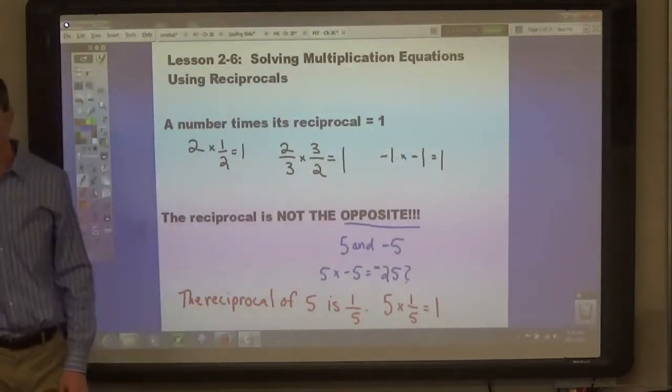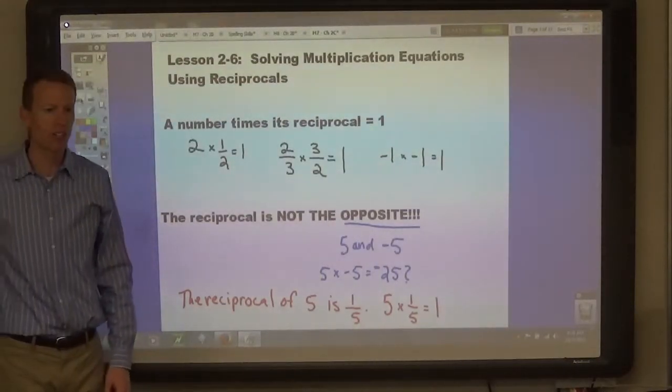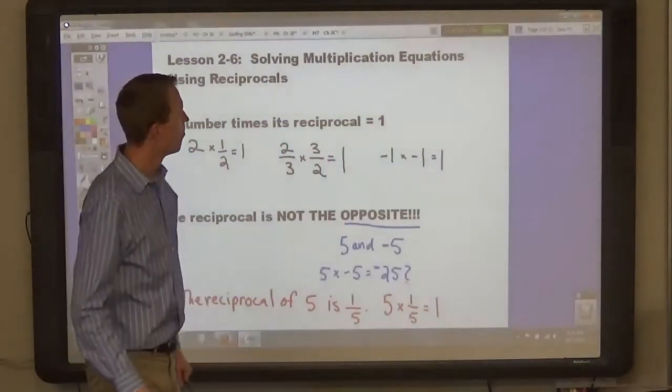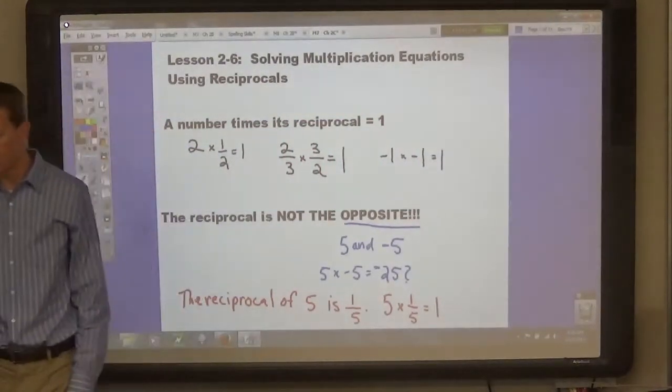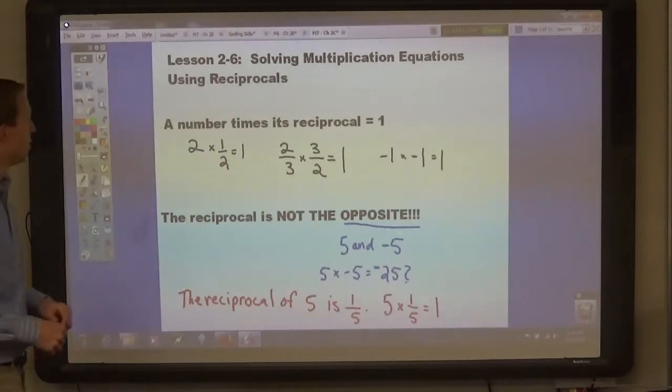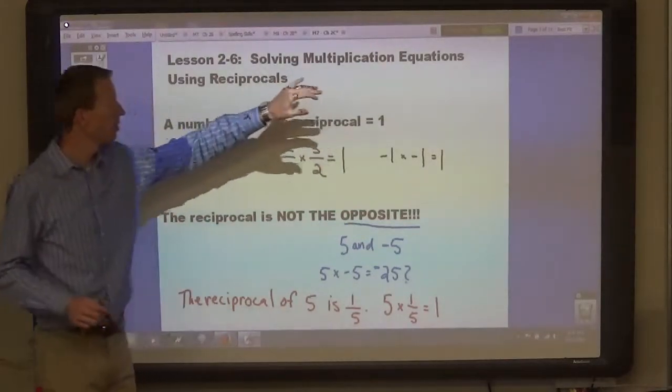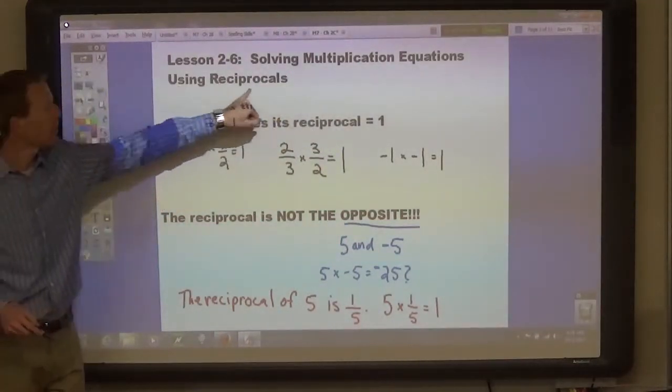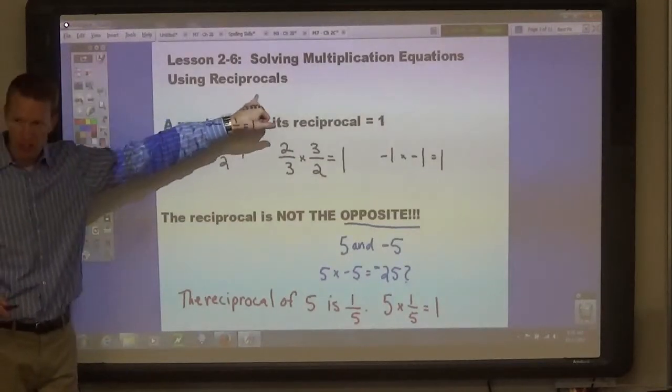We're going to be talking about lesson 2.6, which is how to solve equations that are multiplication equations. Last time we talked about solving addition or subtraction equations. Today we're going to talk about multiplication equations. We're going to be using the concept of reciprocals. Say that word?